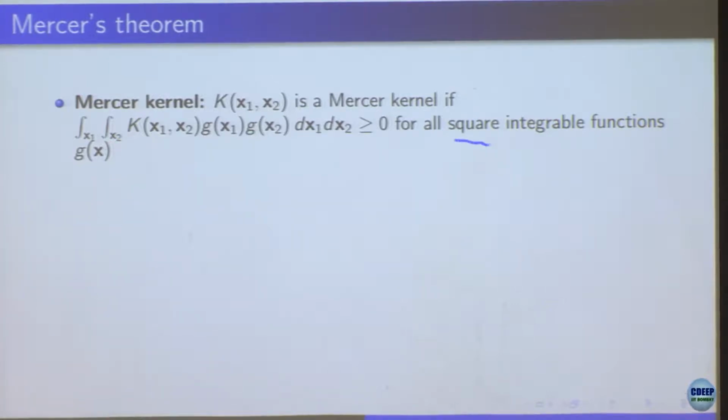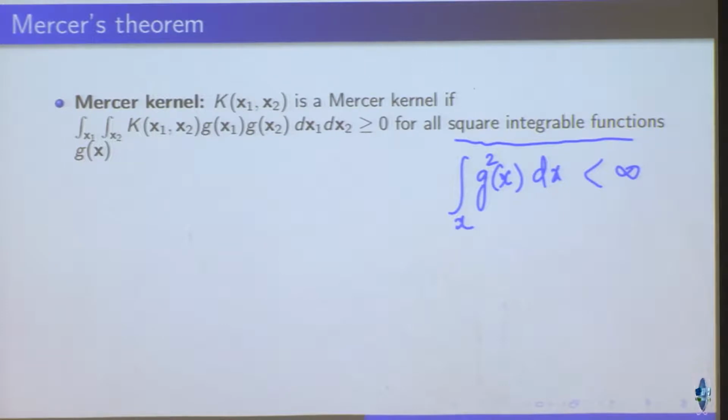Okay, so this is for all square integrable functions g(x), which means that the integral of g(x) squared dx is less than infinity, finite. So what we will do is we will show this for the case of the polynomial kernel. For any given square integrable function, this should be greater than or equal to 0.